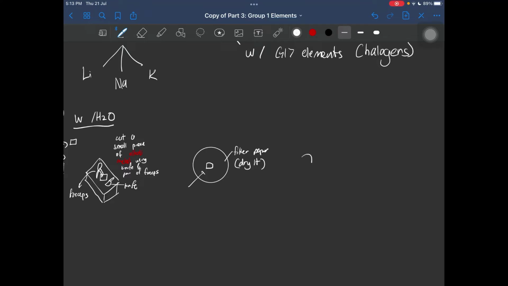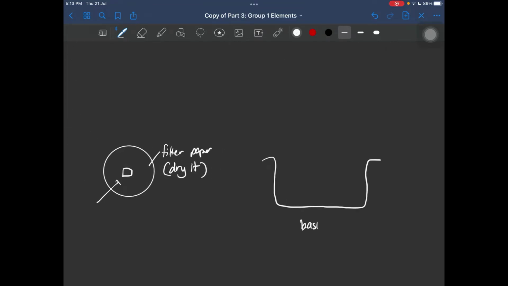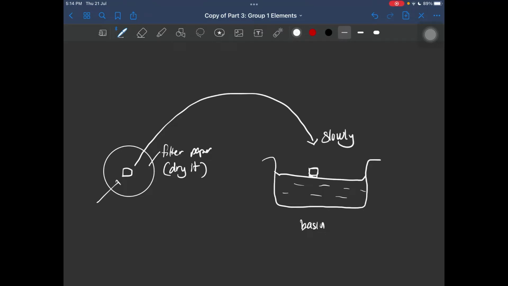Next, what are we gonna do? Next, we're gonna take a basin, and then we're gonna add water so that it's filled with water. And then we're gonna take this lithium alkali metal, and we're gonna put it on the water slowly. Put the alkali metal into the basin of water.